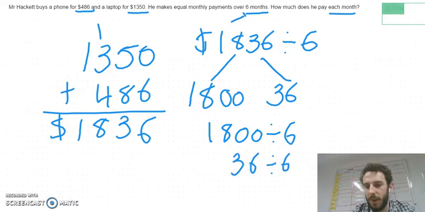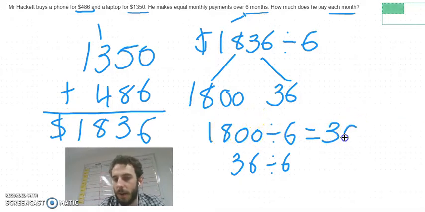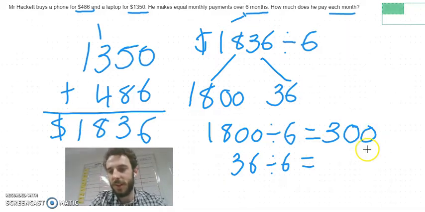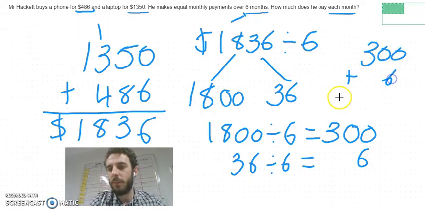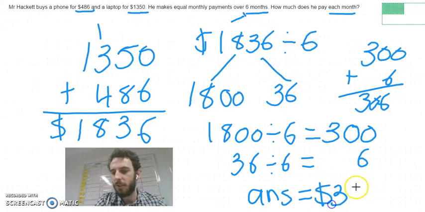I'm just going to drag my face out of the way here. So the way to do this off the top of your head is to cover up those 2 zeros. 18 divided by 6 is 3. Add back on the 2 zeros, so it's 300. And 36 divided by 6, I really sincerely hope that's an easy one for you, is 6. So to come up with my answer, I just do 300 plus 6, which will give me 306. Because my working out's a little bit messy, I'm going to write my answer down the bottom here: $306.